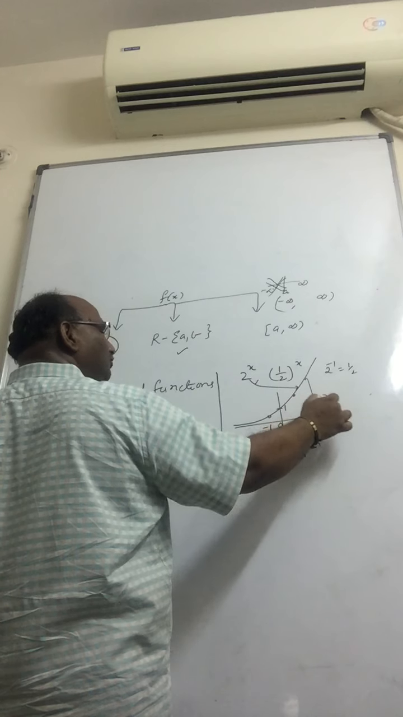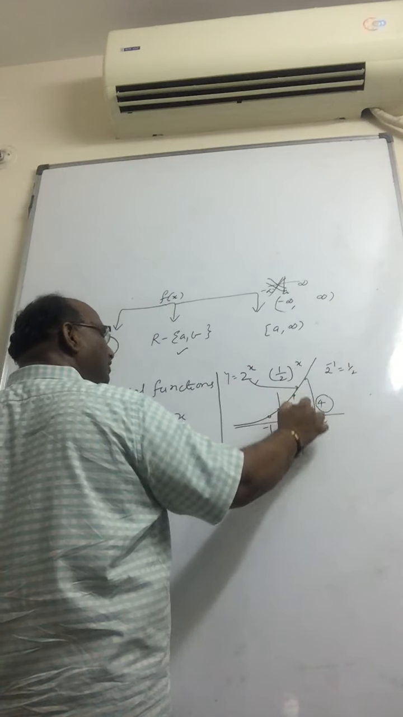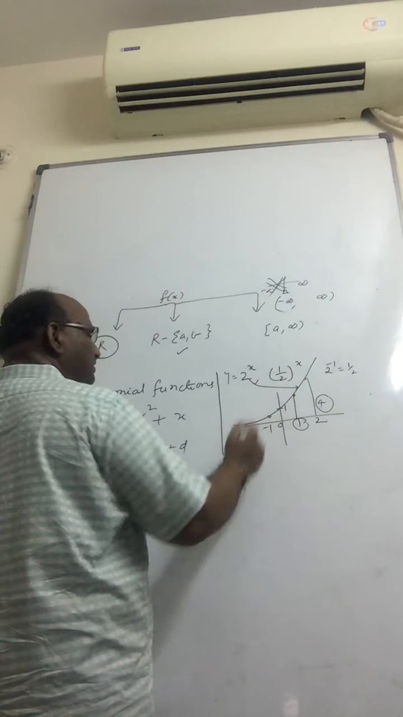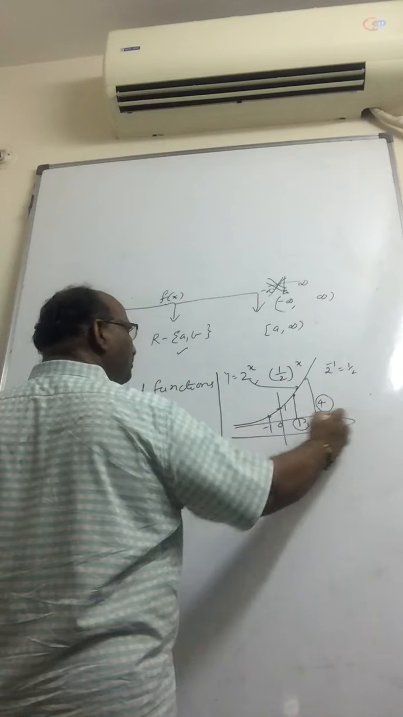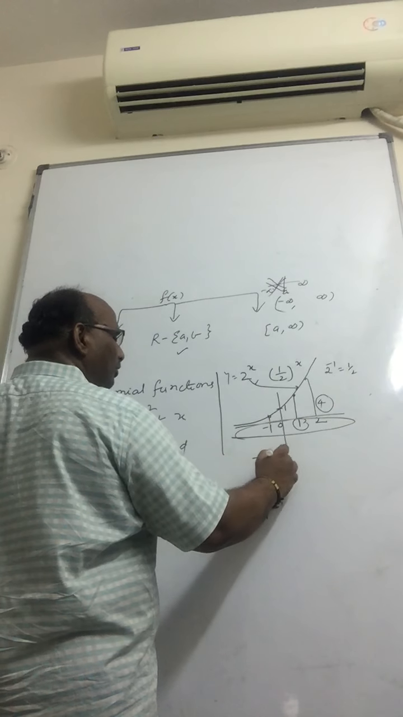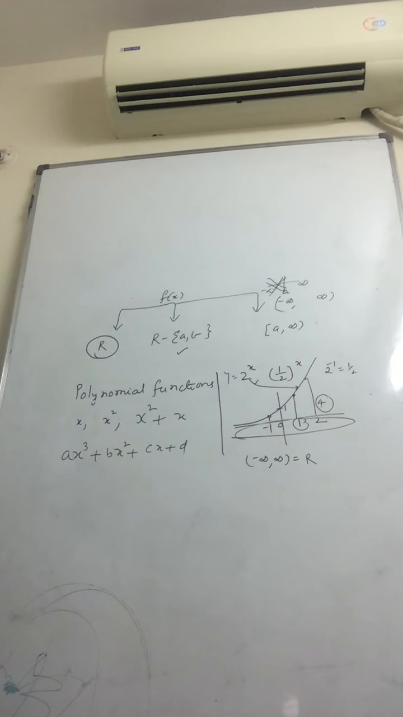So for x equal to 2, y has a value, so it is defined for 2. For x equal to 1, y has a value, it is defined for 1. For minus 1 it is defined. For all numbers it is defined. Therefore the domain is real numbers. So the domains of all power functions are real numbers.